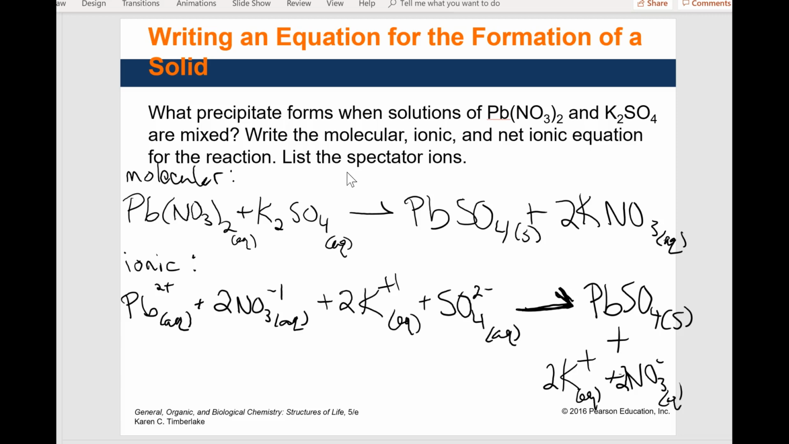All right. We can now identify who's our spectators. So who was an ion at the beginning and still an ion at the end? These 2. Really easy way to figure that out. Look at the end. Who's still an ion? Those are your spectators.